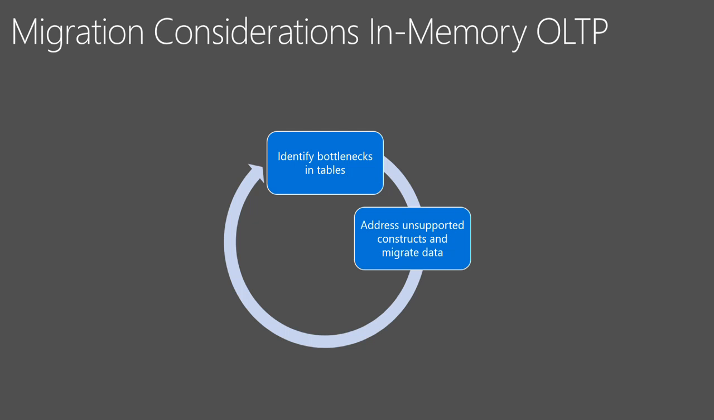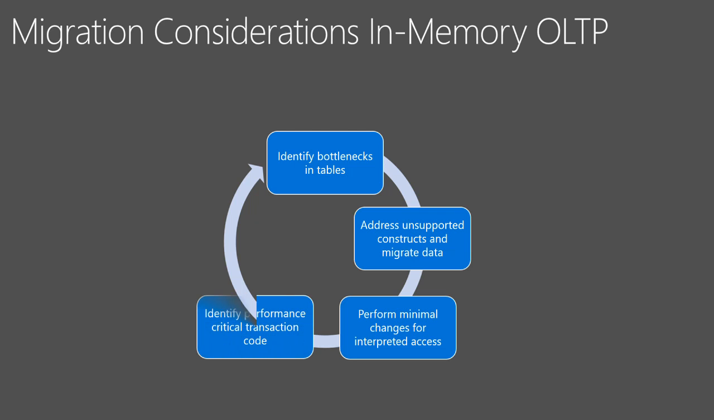Again, first step, look at the memory optimized tables. You want to ultimately perform the minimal amount of changes and then have interpreted access. So not necessarily convert to natively compiled stored procedures, but just have the data in the memory optimized tables and see if that's enough for your particular application. If not, or you really need to get the T-SQL into natively compiled stored procedures, you want to identify those performance critical transaction code pieces, address the surface area there, and migrate the code.